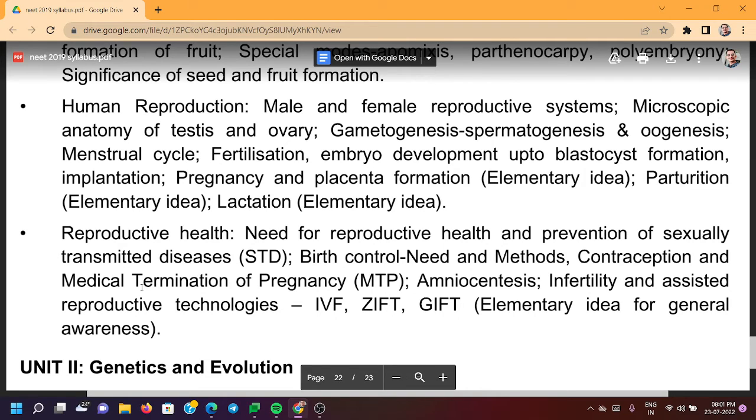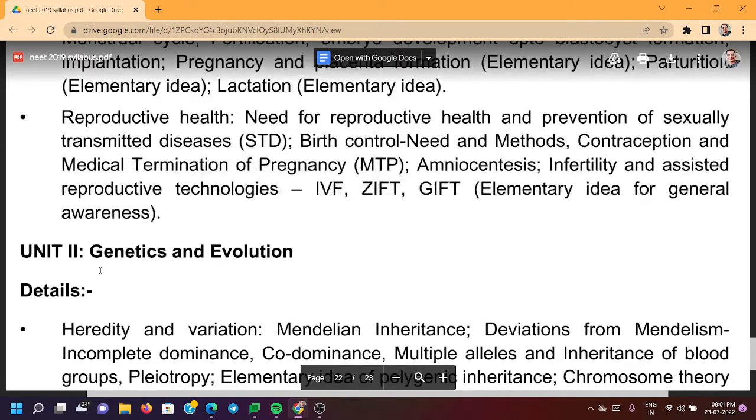ovary, gametogenesis, spermatogenesis and oogenesis, menstrual cycle, fertilization, embryo development up to blastocyst formation, implantation, pregnancy, and placenta formation. Elementary idea of parturition, elementary idea of lactation.